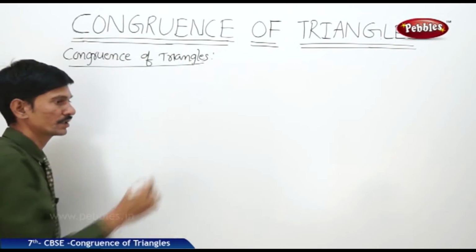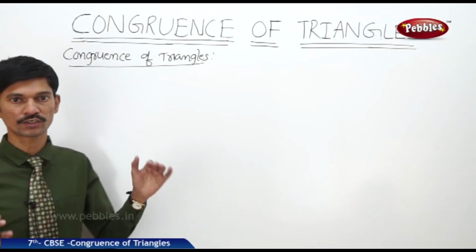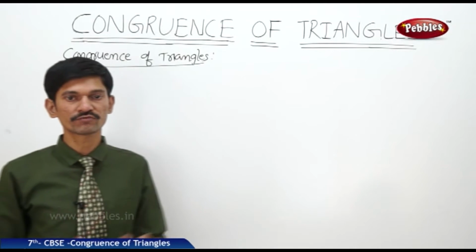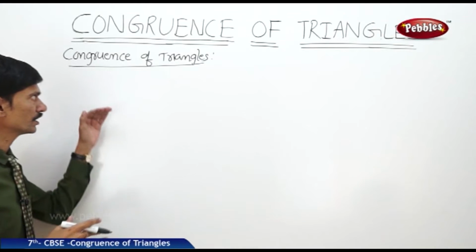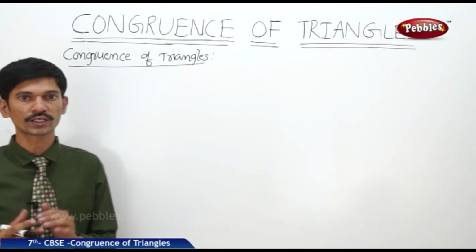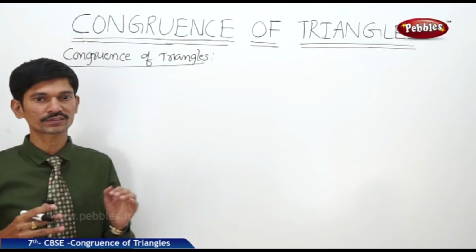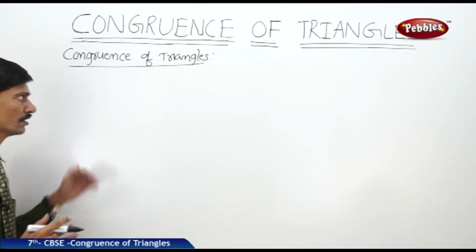Now we have already discussed that two line segments are congruent if they have the same length, and two angles are congruent if they have the same measure. Now when are two triangles said to be congruent? If two triangles have the same shape and also the same size, then they are said to be congruent.